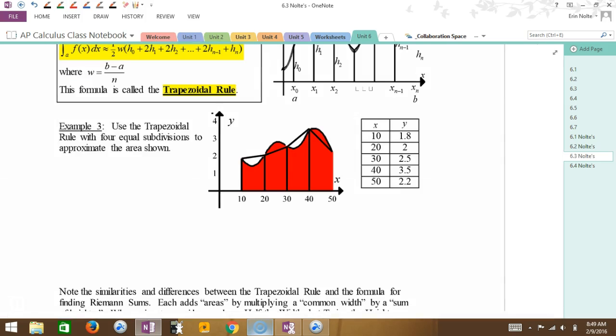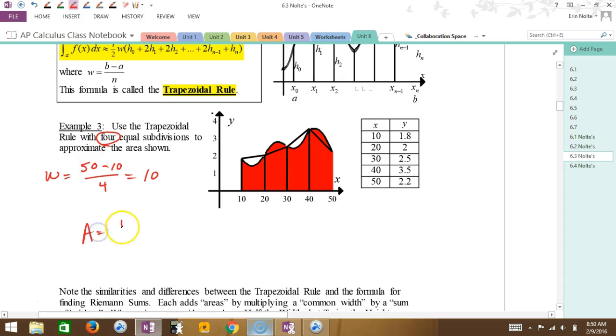This time we have a table of values, so we're using the table, which is kind of nice. We don't have to plug anything in. First thing I want to do is figure out what our widths are. We have 4 trapezoids, and you can see my table goes from 10 to 50. So what's my width? Okay, good. So maybe you did 50 minus 10 divided by 4 in your head and got 10. Or you just naturally did that in your head.